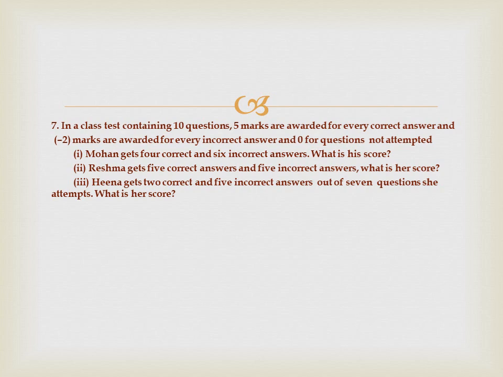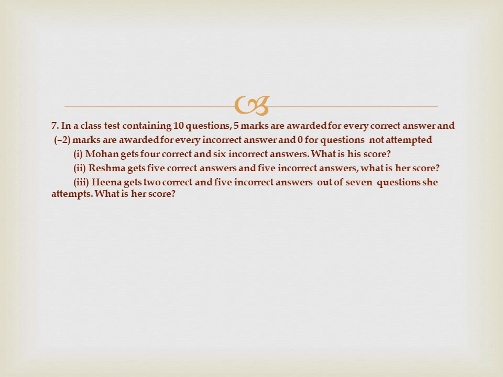The first one is Mohan gets 4 correct and 6 incorrect answers. What is his score? This question is having one specialty. What is that? If one answer is wrong, you are losing negative 2 marks, that is 2 marks is reducing. Therefore, if you make 2 incorrect answers, 2 into negative 2, negative 4 marks is to be added. If you made 3 incorrect answers, therefore 3 into negative 2, that is equal to negative 6 marks also to be added. When we add negative marks to positive marks, you will get less marks only.